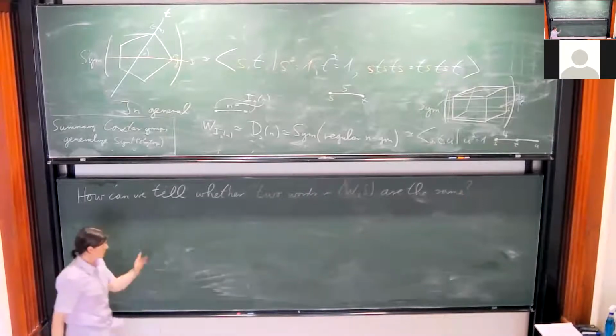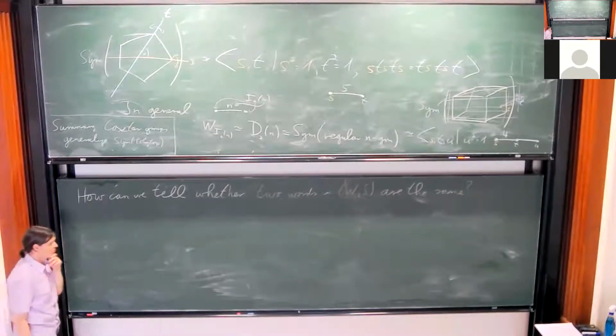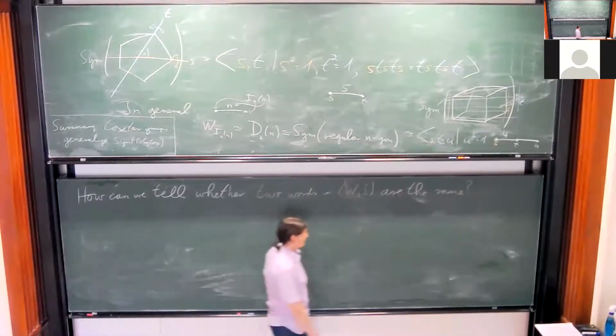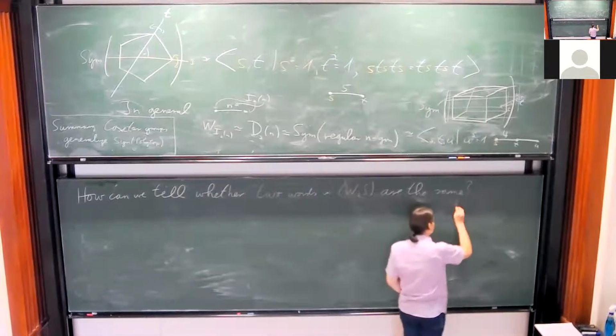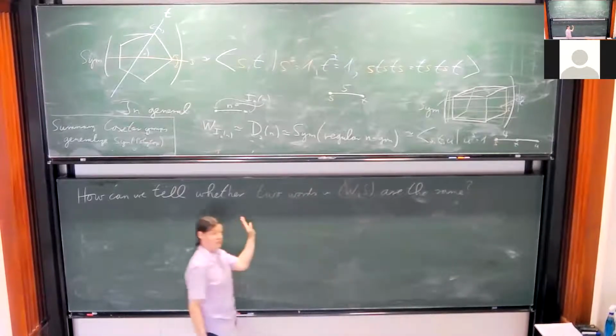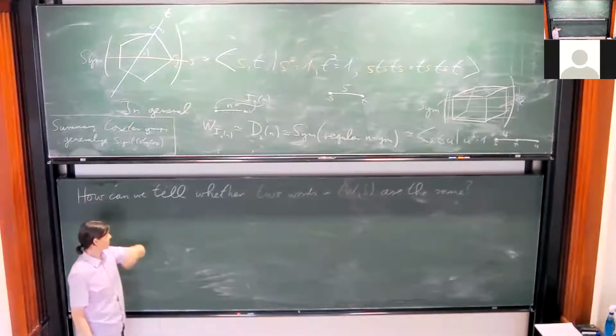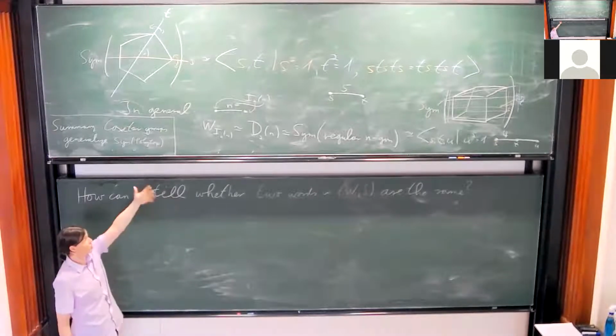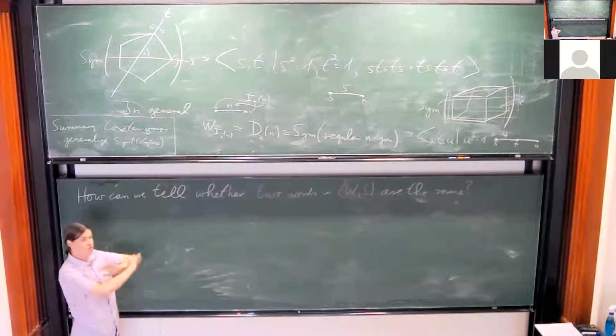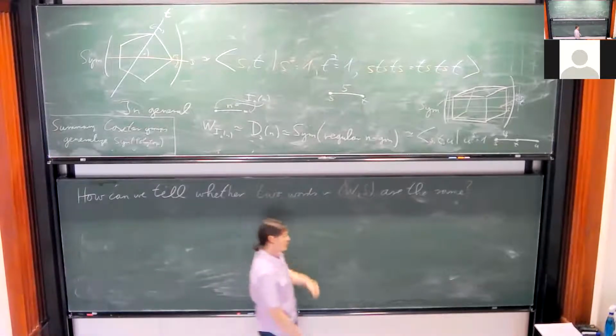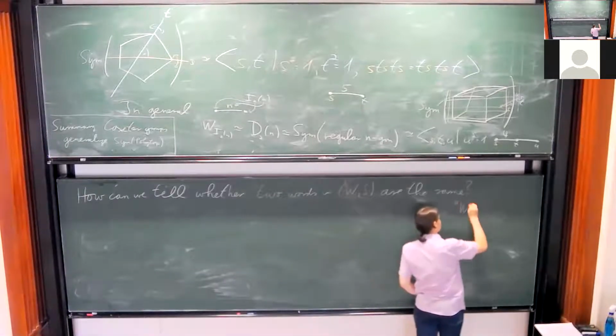For a general group, you can ask the same question. This is known as the word problem. In general, this is impossible to solve. Take a general group, some combinatorial definition of it, some general relations, no chance. Here you have a nice answer. This is called the word problem.